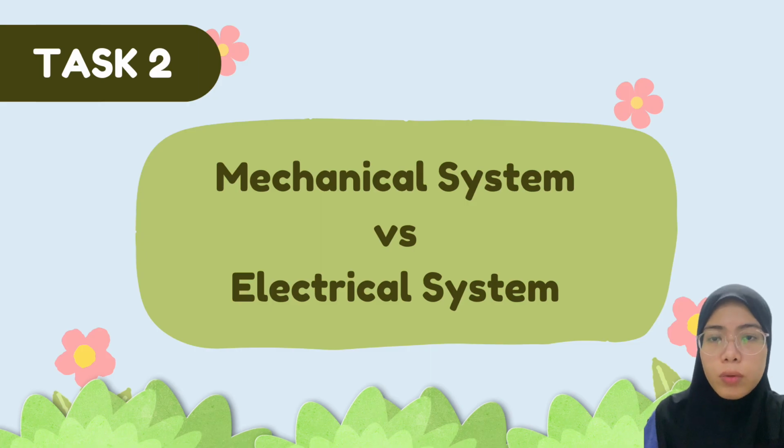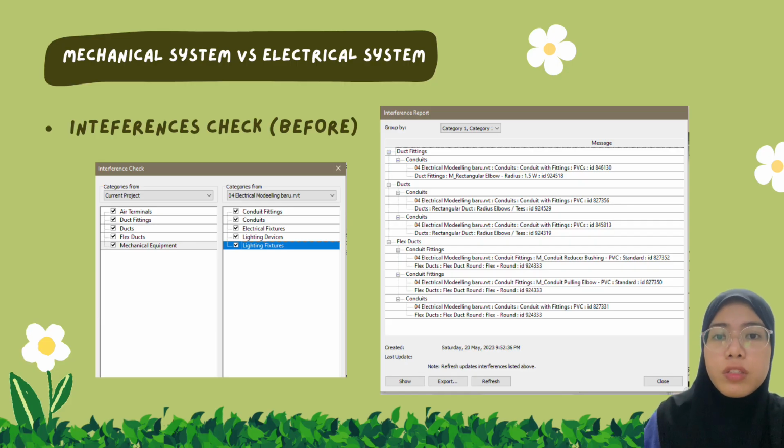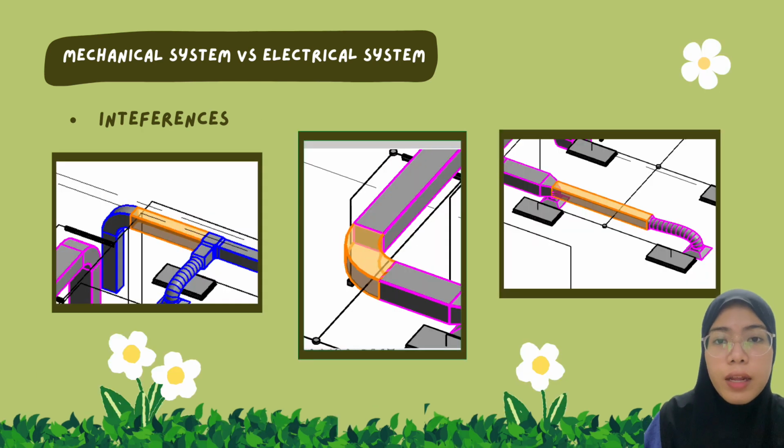Moving on to task 2, which is design review of mechanical system versus electrical system. First step is by doing interference check. On Collaborate tab, click Interference Check and then select these categories that shown in the diagram. Then run interference checks. Then the interference report will be generated. After that, clash item will be highlighted as shown in the diagram.